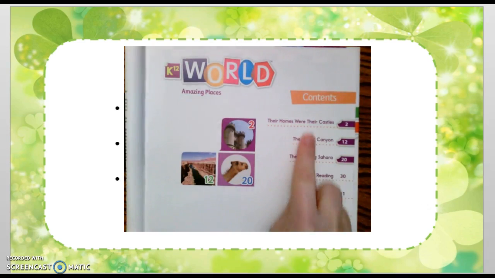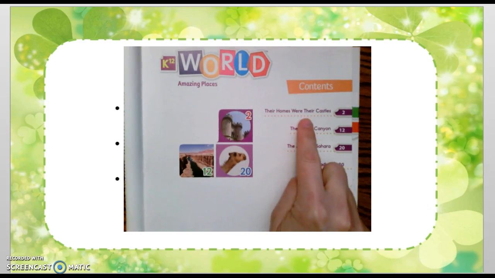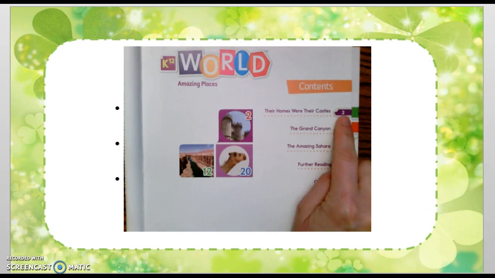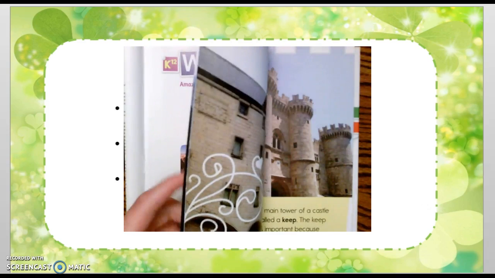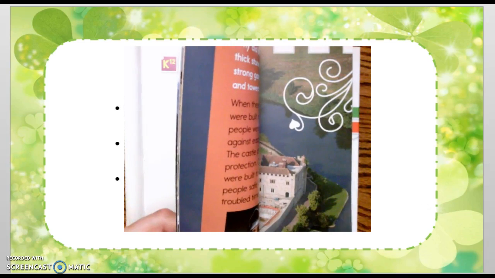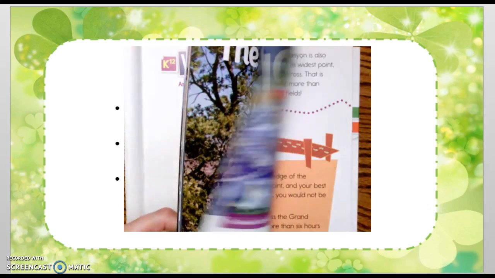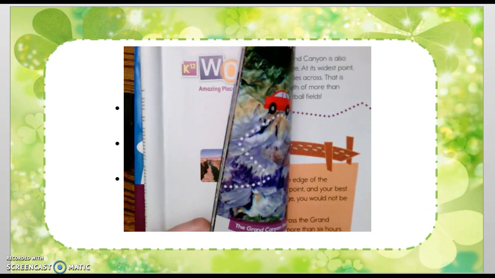So here, if you look under the table of contents, it tells you the different articles and then the page number that each of these articles can be found on. So if you look here, we have The Amazing Sahara, and it's on page 20. So we are going to turn to page 20. Please turn to page 20 in your magazine, and I'm going to do so as well.